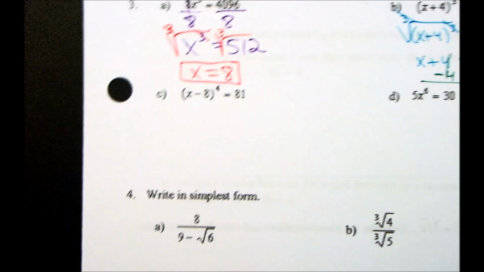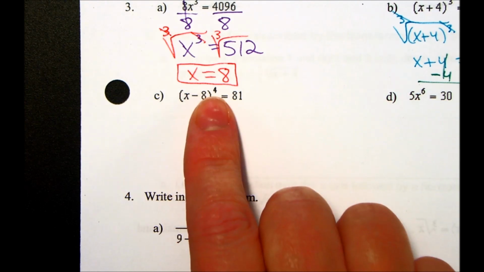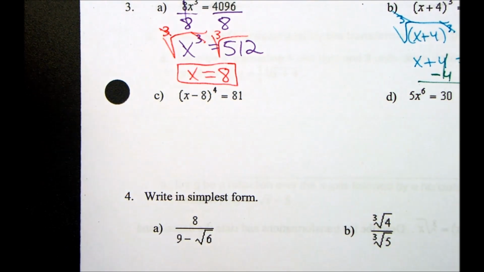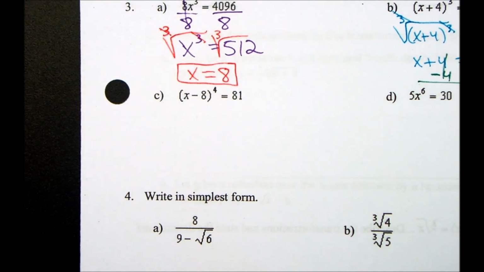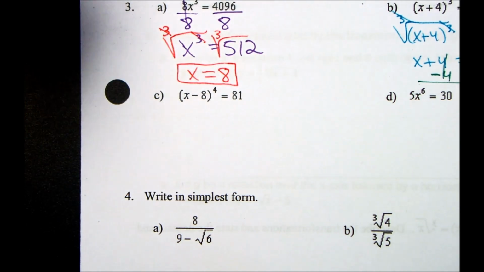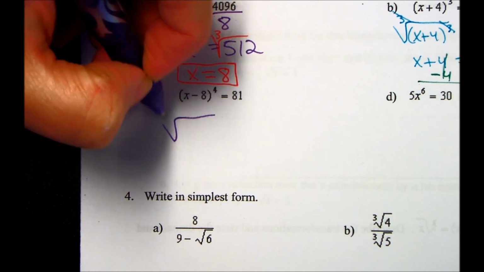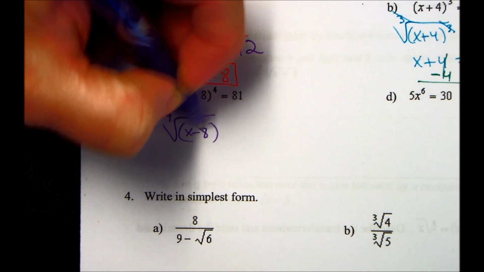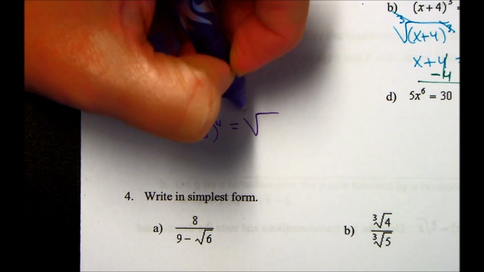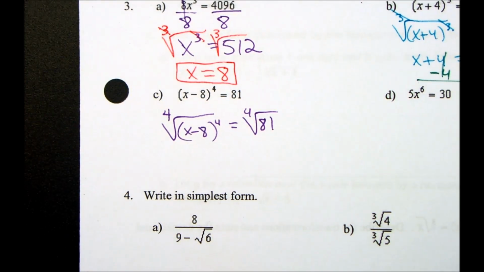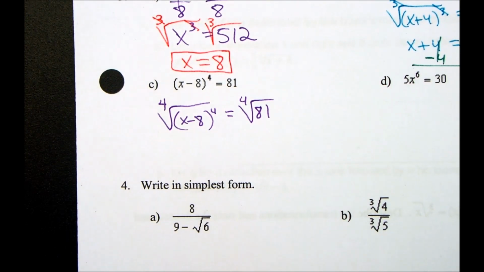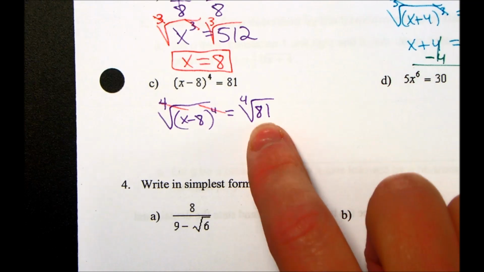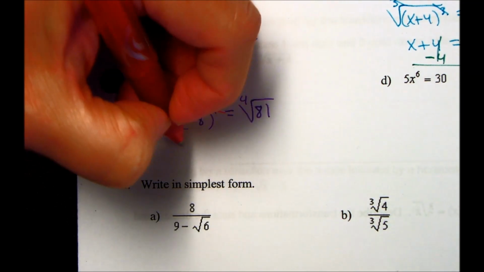3c, we've got another equation, but this time it's a 4th power. So to get rid of the 4th power, we're going to have to take the 4th root. Let's see, different color here. Let's try some purple. All right, so we're going to take the 4th root of x minus 8 to the 4th and the 4th root of 81. Now, because it's a 4th root, there are 2 4th roots of 81.